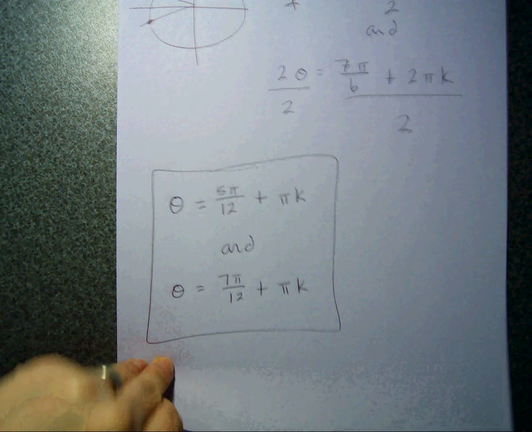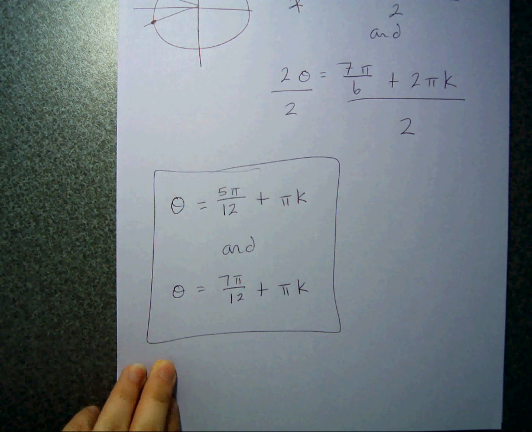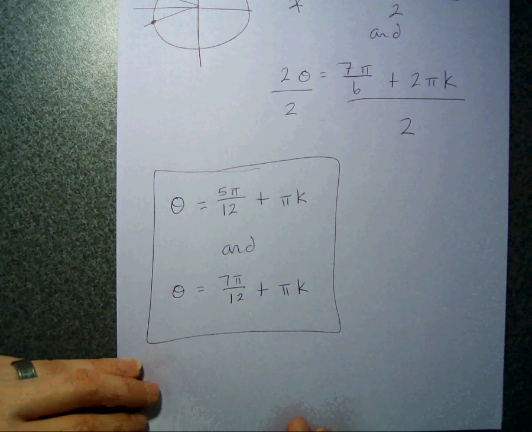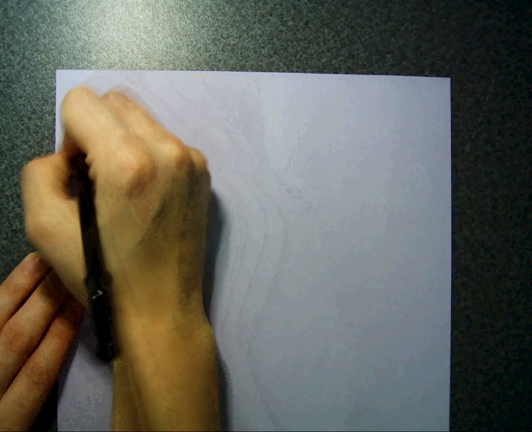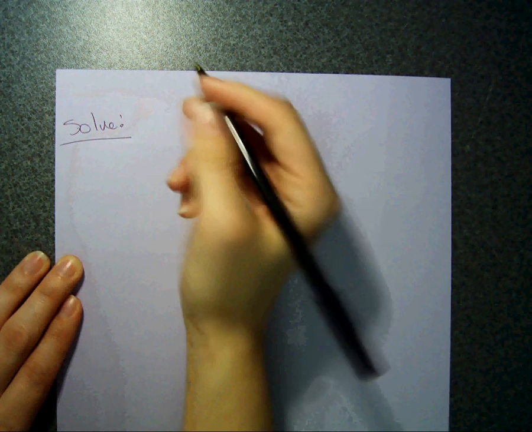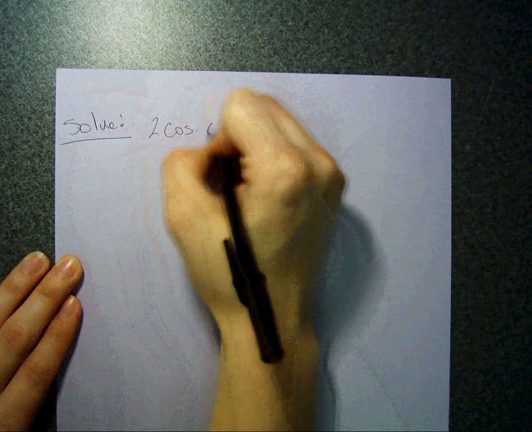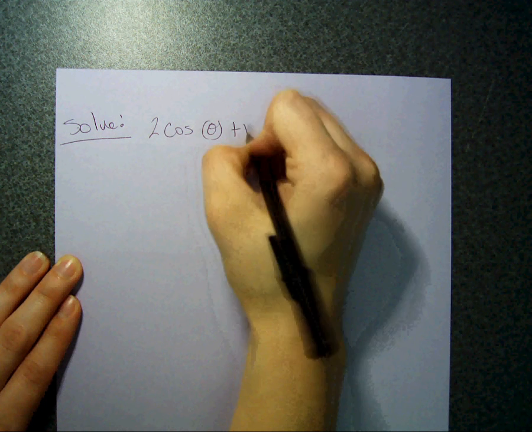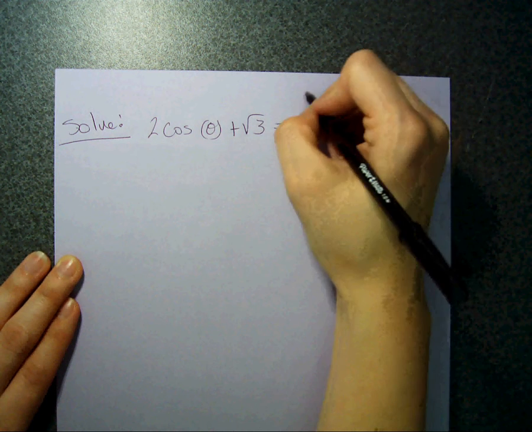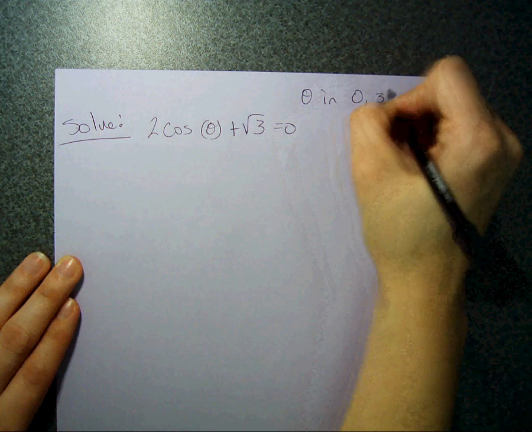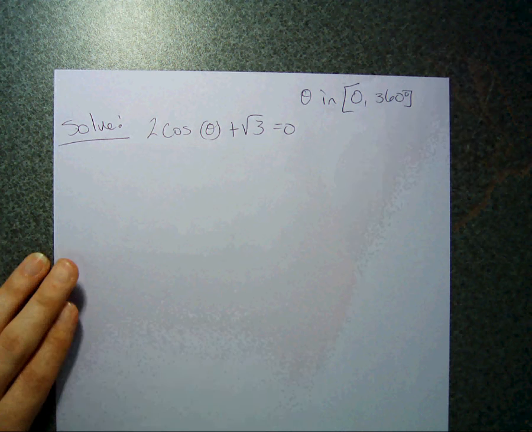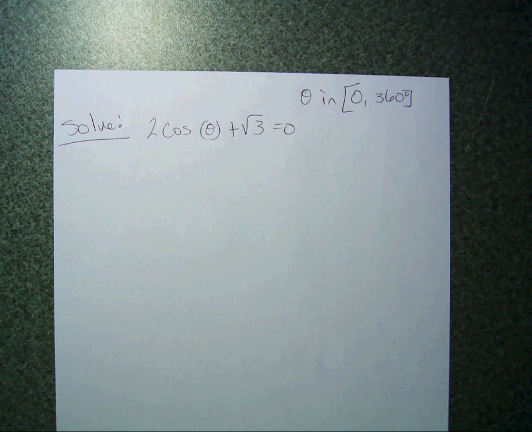Alright, so we're going to do the same problem over again, but I'm going to restrict it to the unit circle, just to look at how this is going to change things. So, same exact problem. But I want to solve for theta in the interval 0 to 360 degrees. So I'm restricted now to the unit circle, and I'm writing my answers in degrees instead of radians.